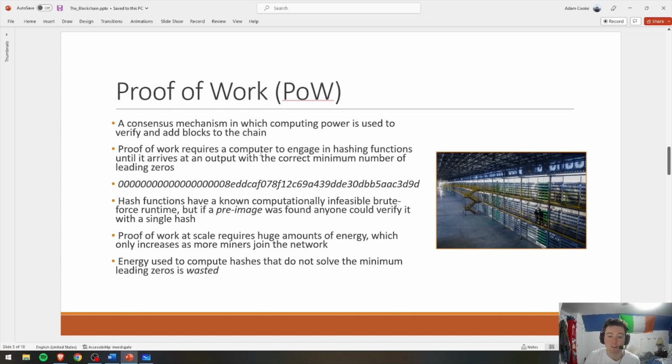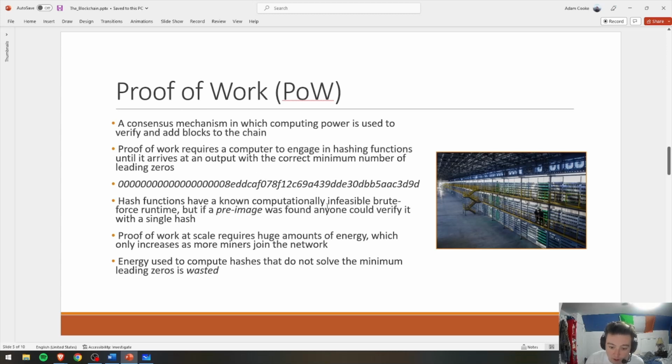So proof of work requires a computer to engage in hash functions until it arrives at an output with the correct minimum number of leading zeros. It does not necessarily have to be leading zeros. It can be anything, whatever the solution is to the hash function. Whenever you arrive at that solution, you have the authority to mint the block, and you can prove it because the input to that block, if anyone were to hash it, would result in the same output. And that's one of the properties of a hash function.